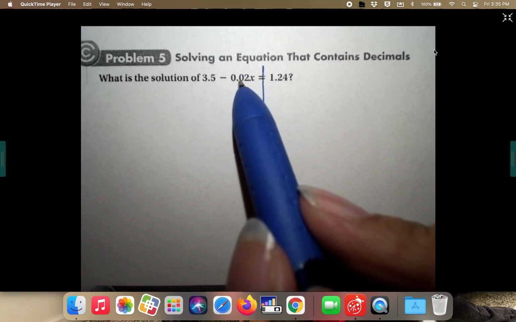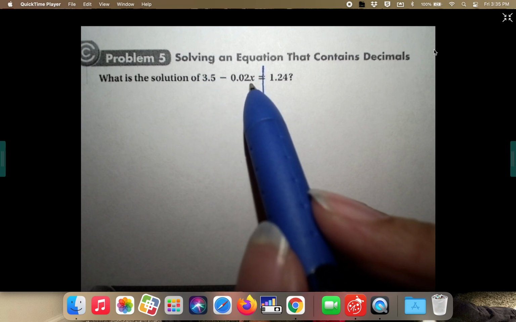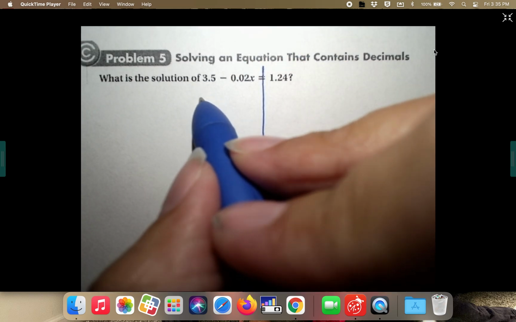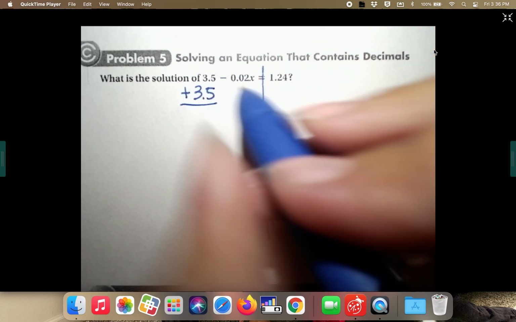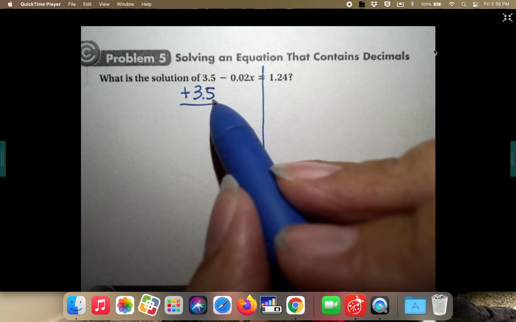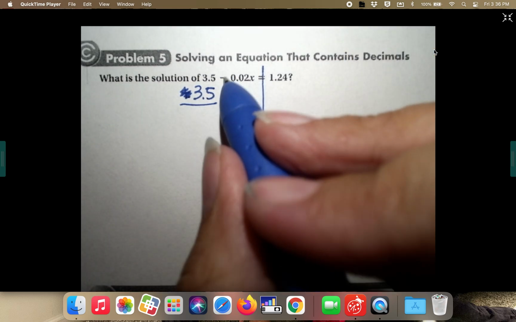3.5 is subtracting this. So normally I bet you would think, oh, we're going to add, but that's not how to get rid of 3.5. If I were to add 3.5, in fact, let me just show you. If I were to add 3.5, would it cancel out? Would it be 0? 3.5 plus 3.5, is that 0? It's not. That's 7. So we don't want to add, even though you may have thought we need to.